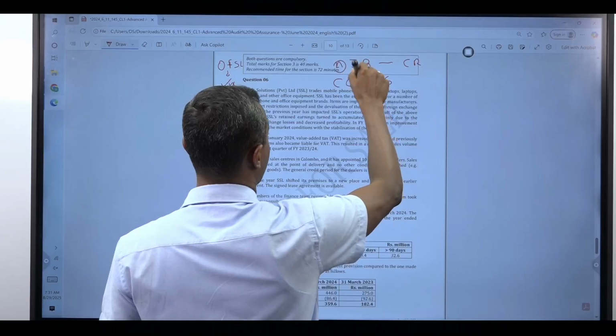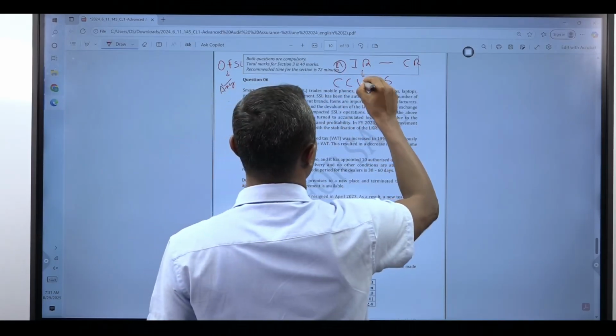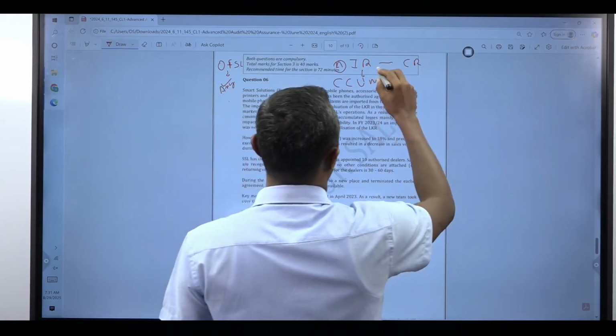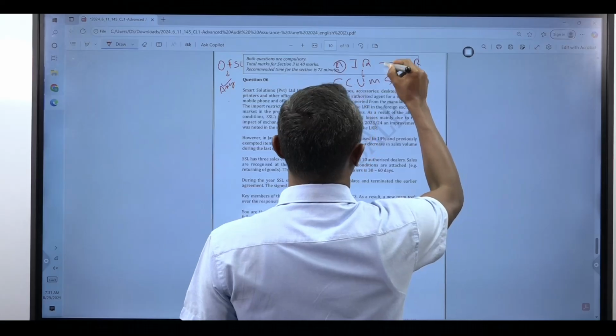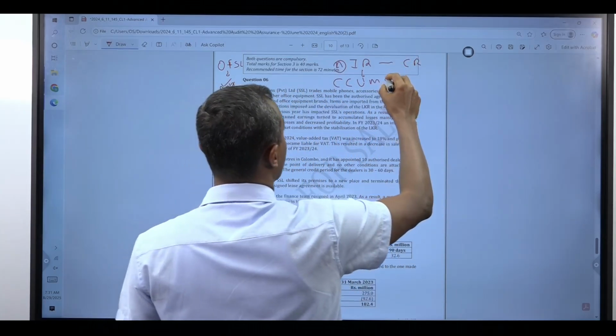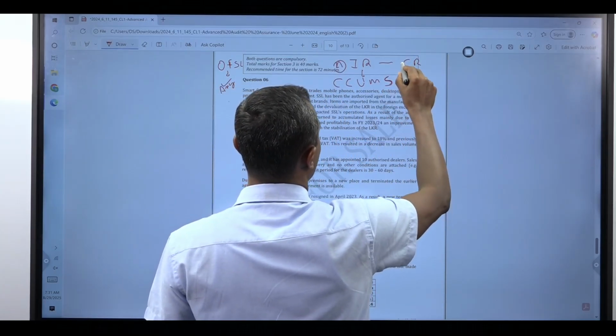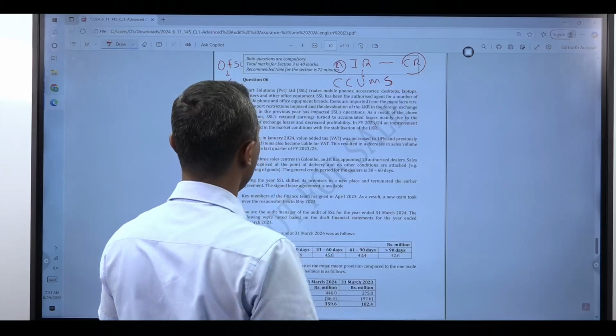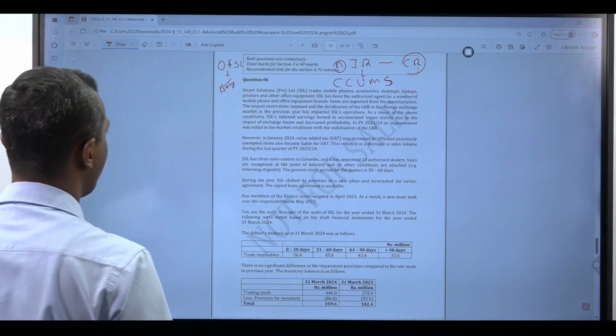Complexity, change, uncertainty, right? And then management bias, that's again a fraud risk factor, and then subjectivity. And control risk is a deficiency in control. This is the framework. Now let us find five things.